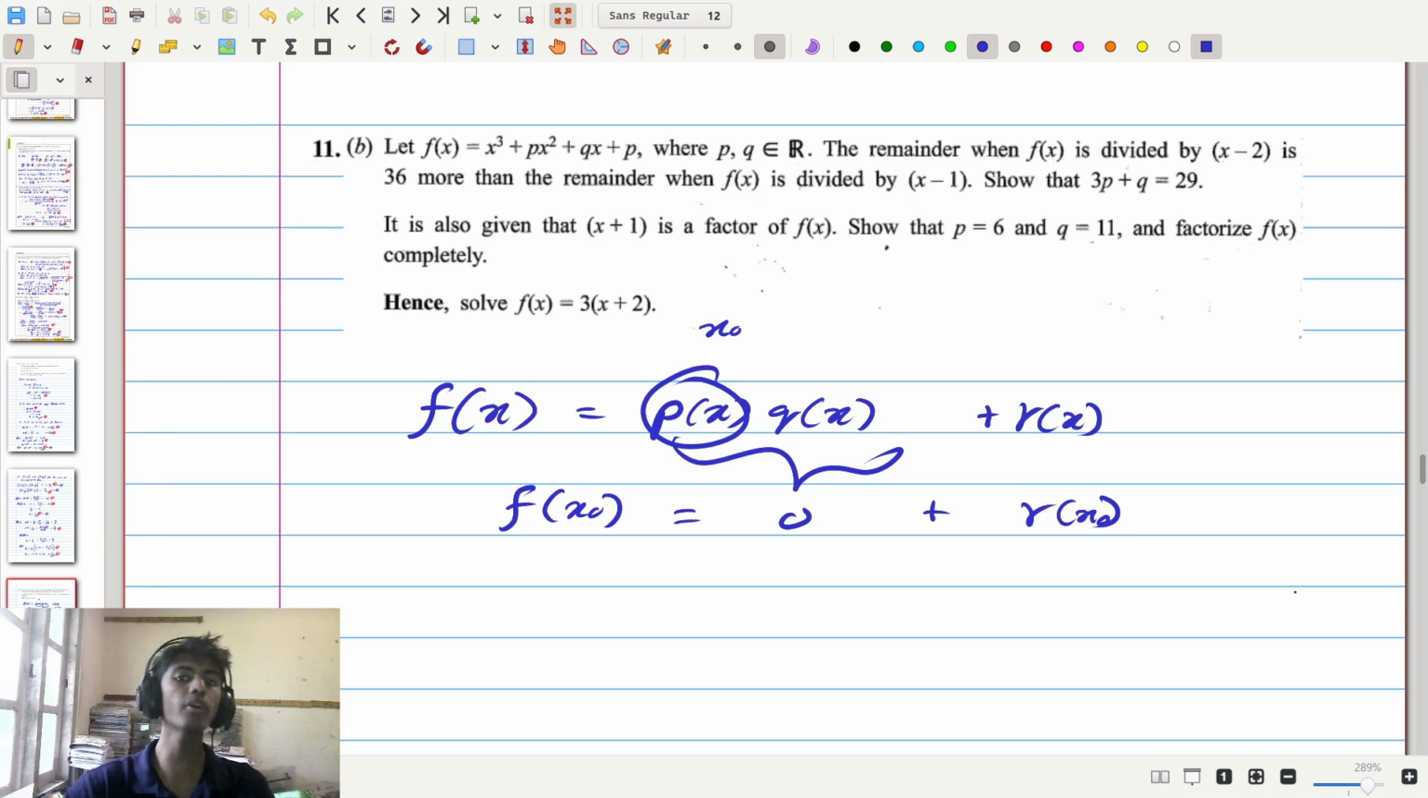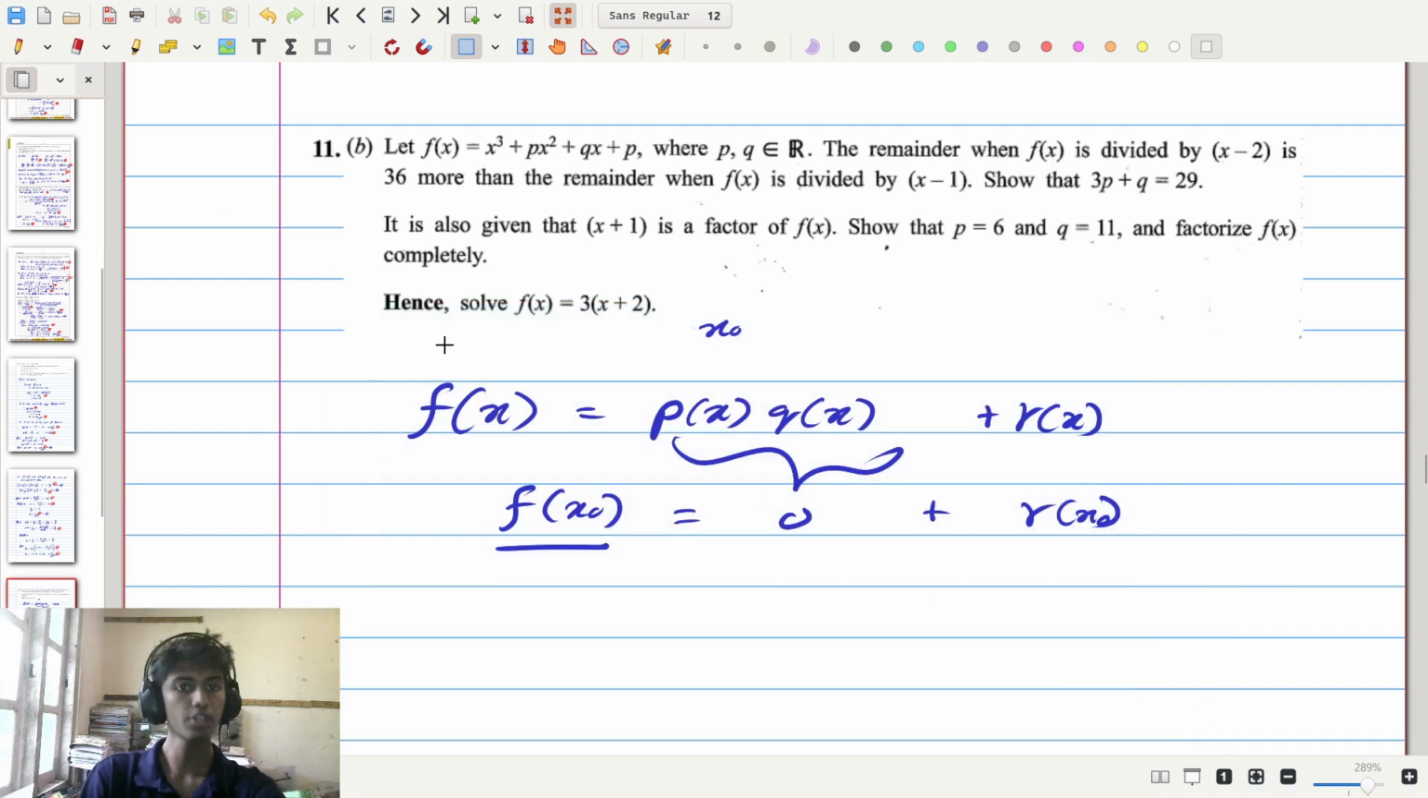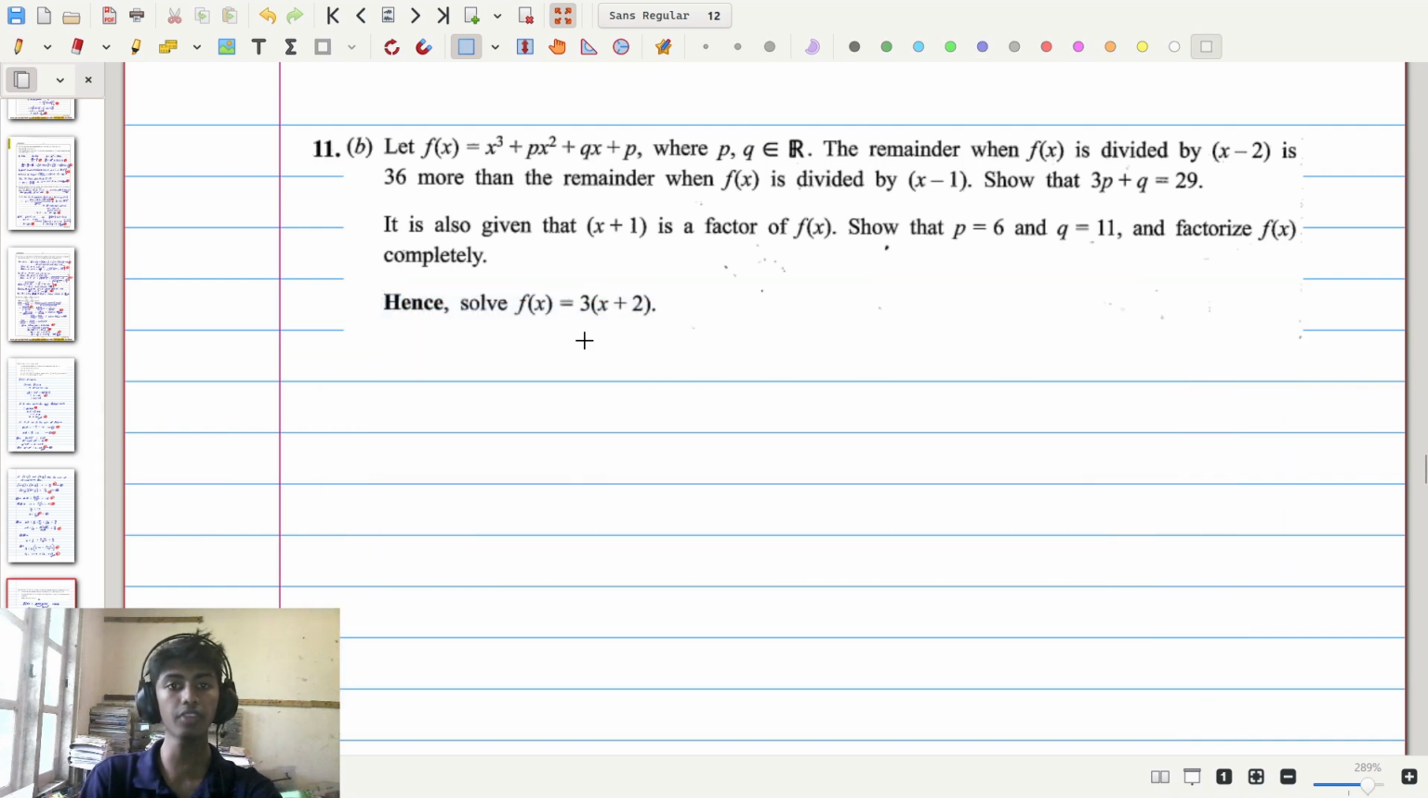Now here importantly, we have an order 1 polynomial that we're dividing by, and therefore our remainder is going to be order 0. So that means that x0 doesn't actually matter here, since our remainder is just a constant. Due to that, we can say directly that f(x0) is just equal to the remainder. Now using this information, we're going to use this fact for both the very first one and the second one, where we say f(x) divided by x minus 2 and f(x) divided by x minus 1.